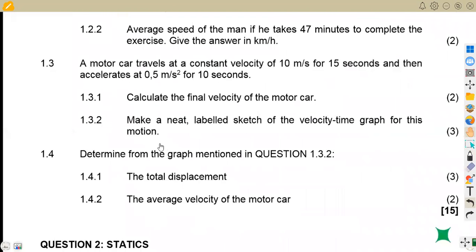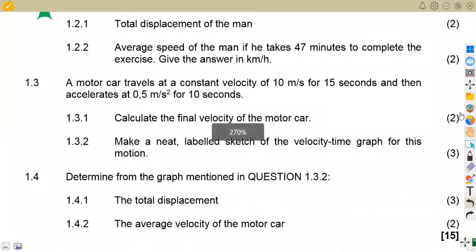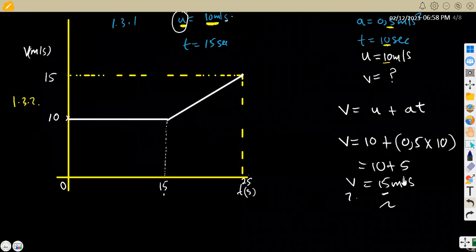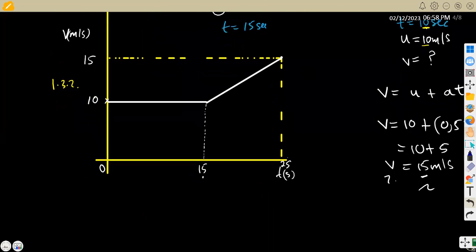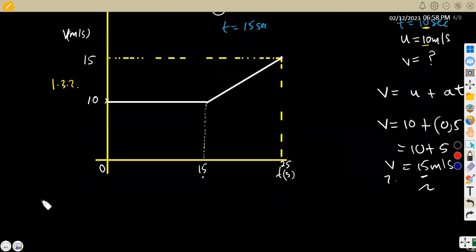On 1.4, we are now given, determine from the graph, which means it's a continuation. Take note, guys, from the graph that we had on question 1.32, which is a continuation from that graph. Calculate 1.41, the total displacement. So 3 marks for that. So we know that the total displacement is simply the area. So take note, this one is a continuation from the graph. So we know that the total displacement is equivalent to the area. So this is question 1.41.